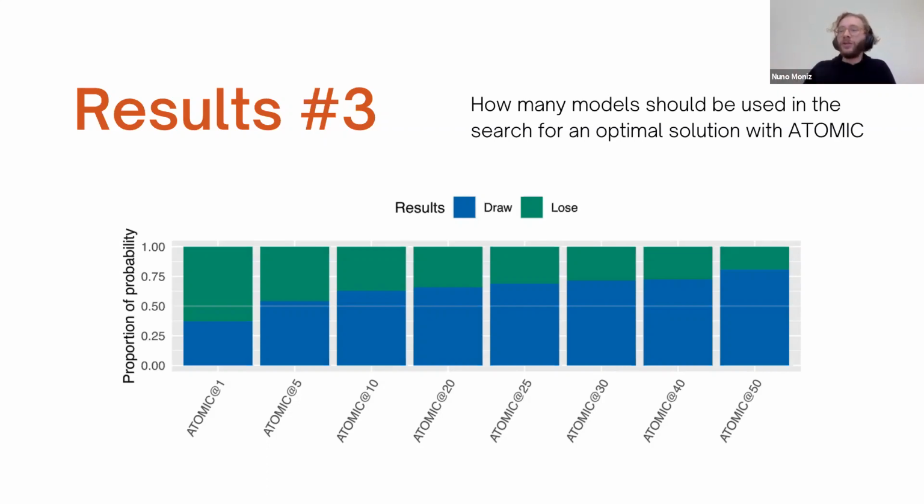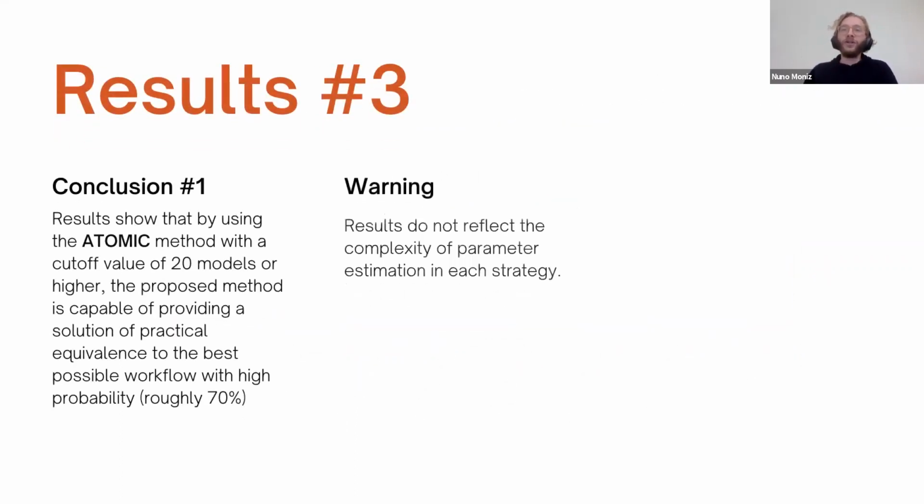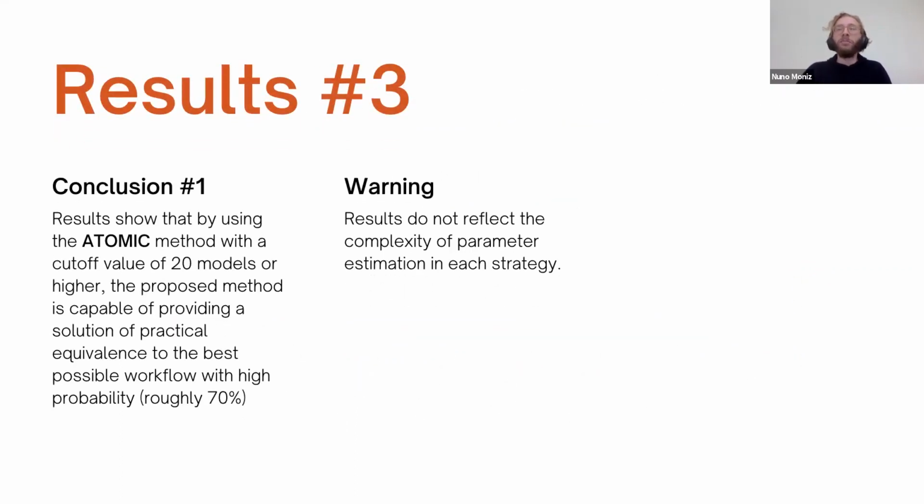You can see that solutions go up, but after the line of 20, there's no big gap. I mean, we want to leave it as low as possible. So we decided on a threshold of 20, which basically says that the probability of including the best possible solution would be roughly 70%.